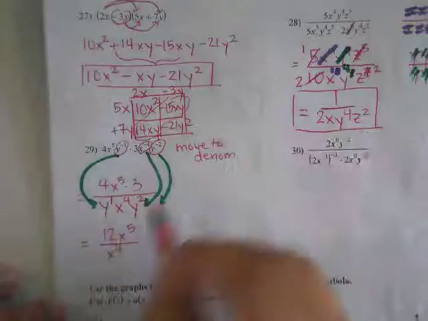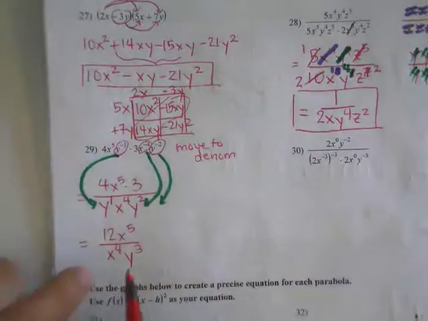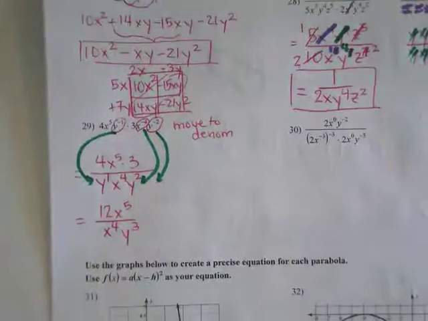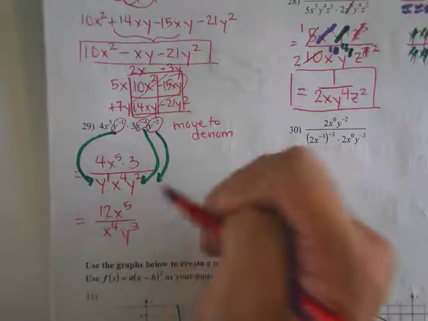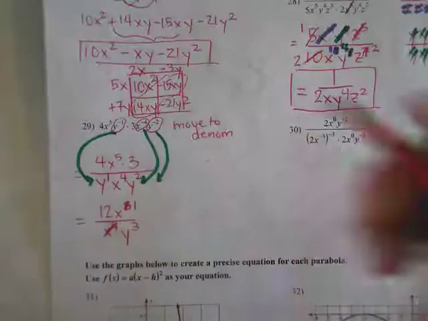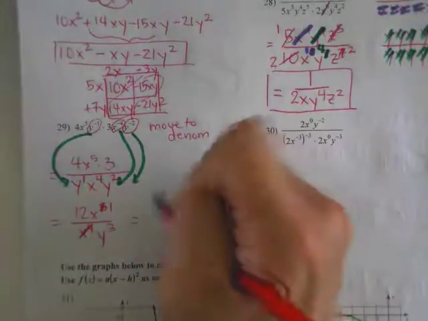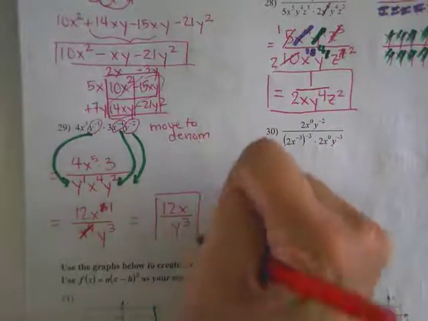Fourth, and then we got 3 y's on the bottom. Okay, we can also now start crossing off. You have 5 x's on the top. Excuse me, you have 4 x's on the bottom. So how many x's are there left over after we cross off? There's going to be 1, because we can cross off 4 pairs of them. And where is that 1 left over? On the top. So now you're left with 12x over y cubed, and that's all we can do for this one.